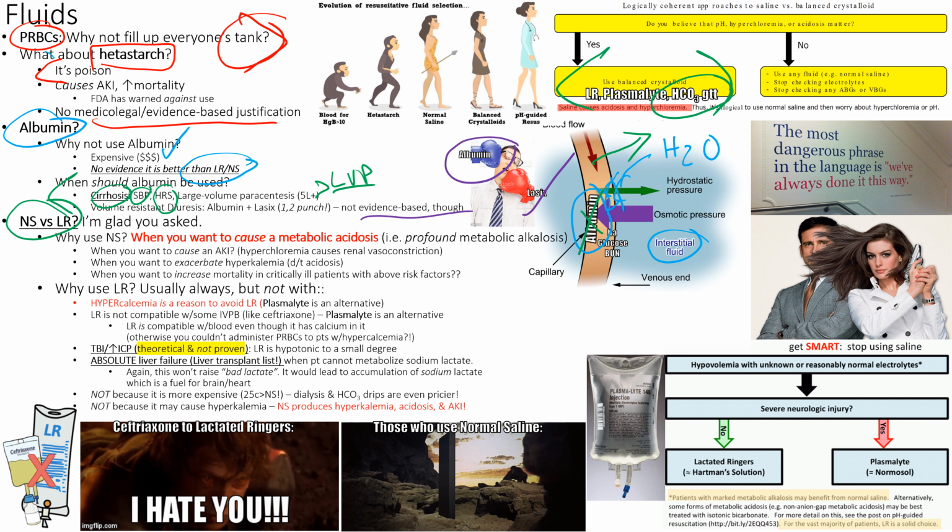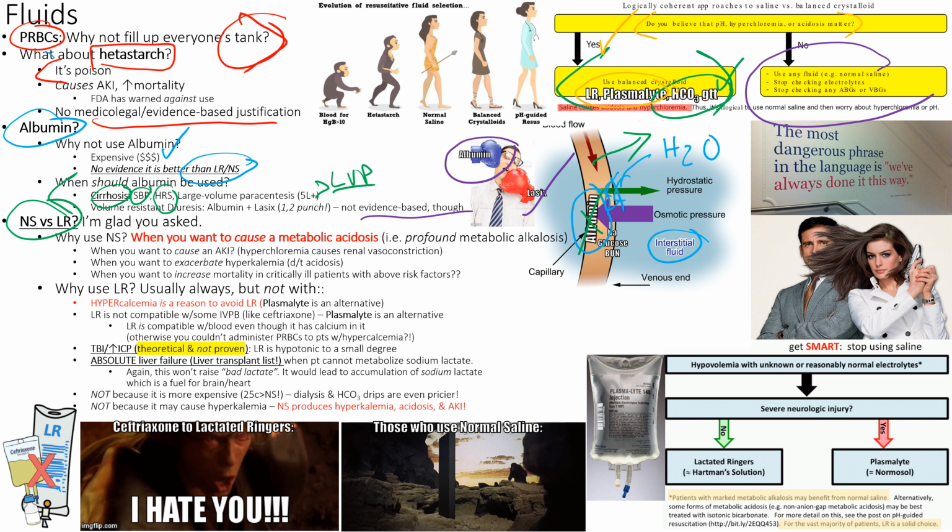But we'll talk about LR versus Plasmalyte, I think, on the next slide. Those are very, very similar, and they are balanced, right? So if you believe that pH, hyperchloremia, and acidosis matter, then you need to be using these ones. If you don't care about acute kidney injury, you don't care about inducing acidosis in your patient, then it's great. Go ahead and give normal saline. Give Hetastarch. Who cares, right?